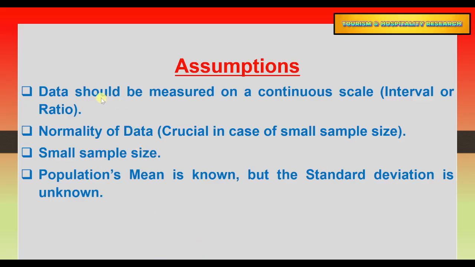Assumptions of a one sample t-test. Data should be measured on a continuous scale, interval or ratio. It should exhibit normality. That is crucial in case of small sample size, but in case the sample size is big, the t-test is robust to violations of normality. Small sample size, as prescribed by t-test, it works well on small sample size. Population's mean is known, but the standard deviation is unknown.